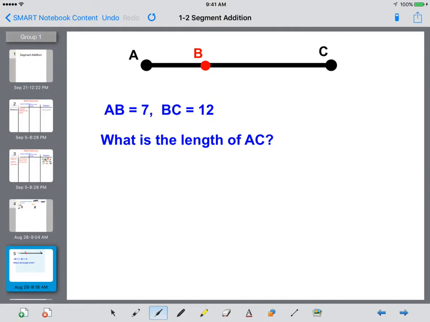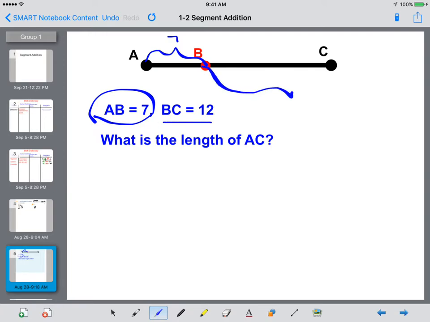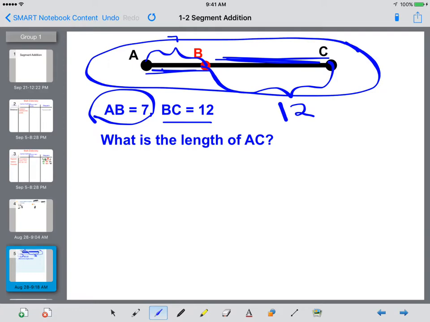When we have a segment, addition says that we can take portions of the segments and add them up to get the full length. So for this problem, it says AB is 7. So from A to B is 7. And from B all the way over to C is 12. So if this portion is 7 and this portion is 12, it's asking what's the length of the full segment.